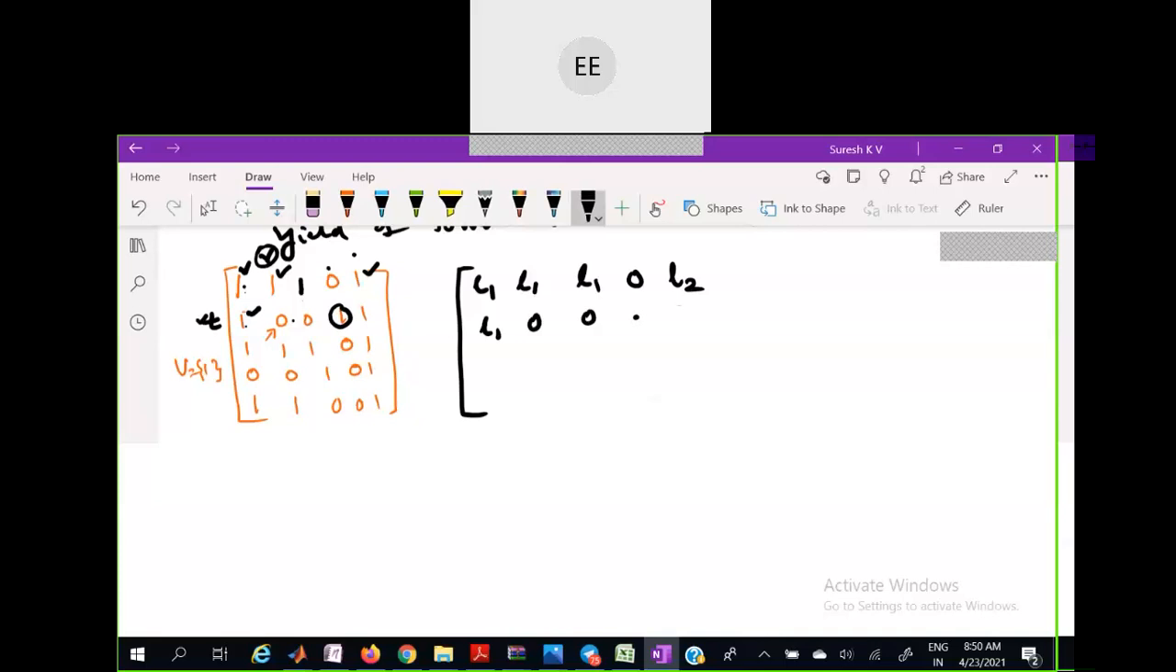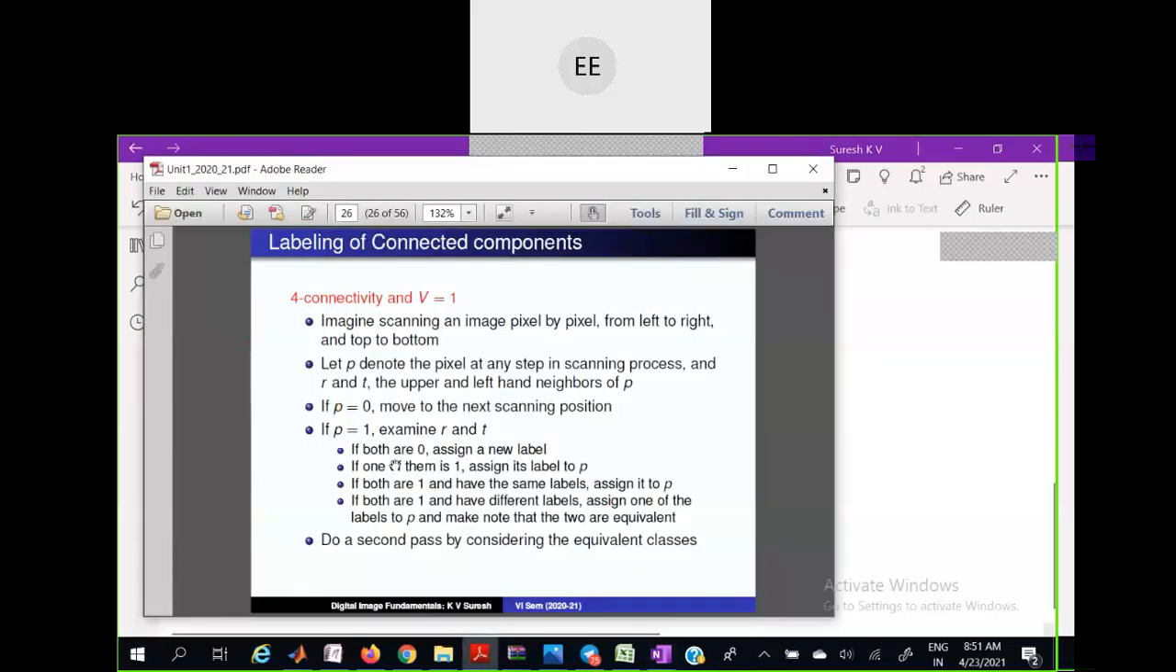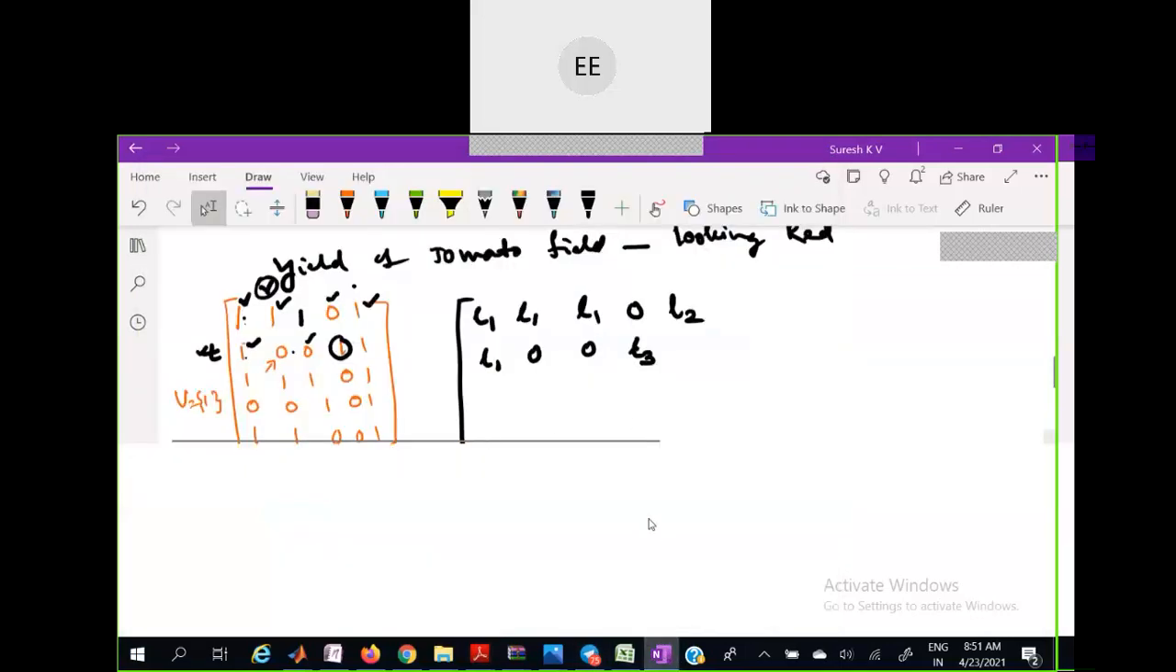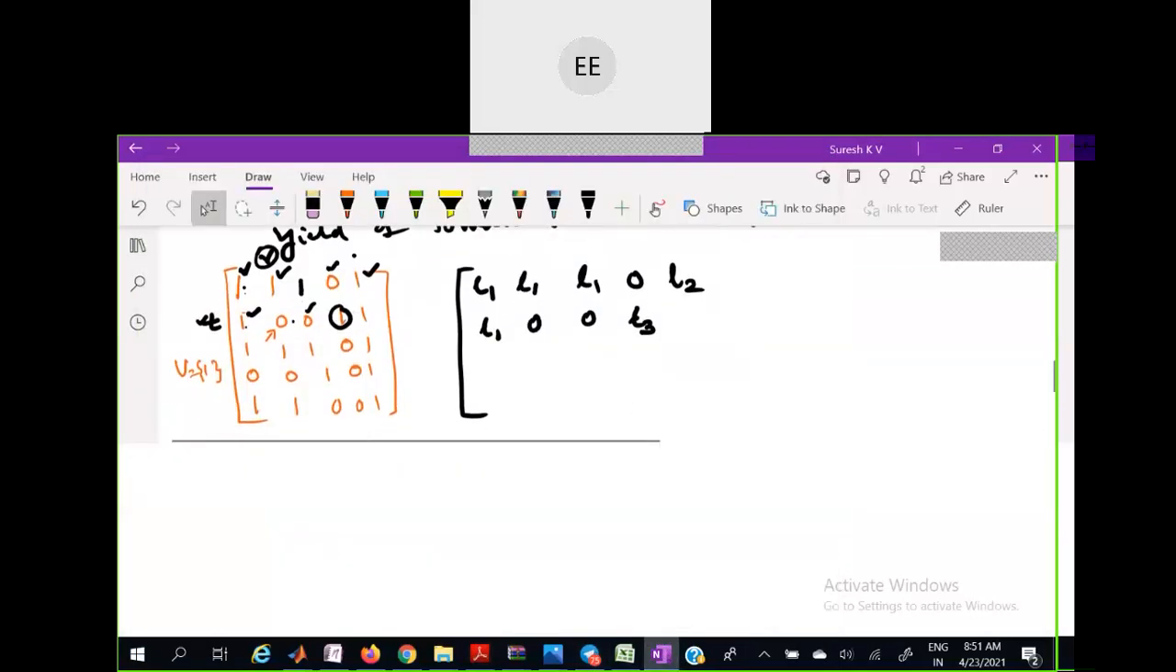And this one. Now, can somebody tell me what should be the label to this pixel? Since I have already labeled... L3, L3, correct. Who is it? Rahul. Yeah, Rahul, L3, correct. Because this is 0, this is 0. So my algorithm says, let me go back to the algorithm. If both are 0, assign a new label. That's what I'm doing. So if both are 0, assign a new label.